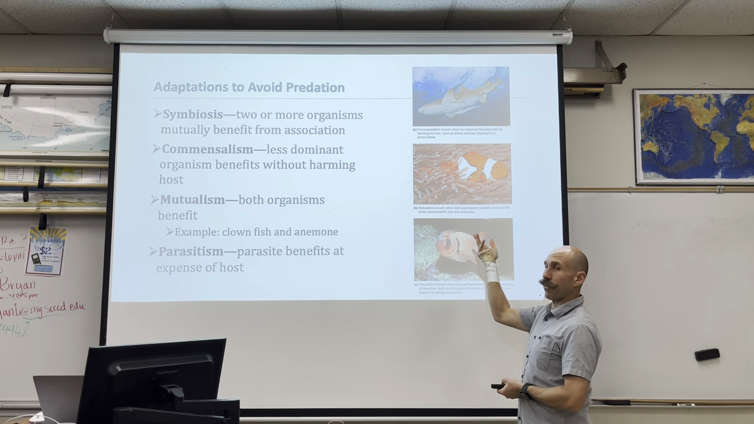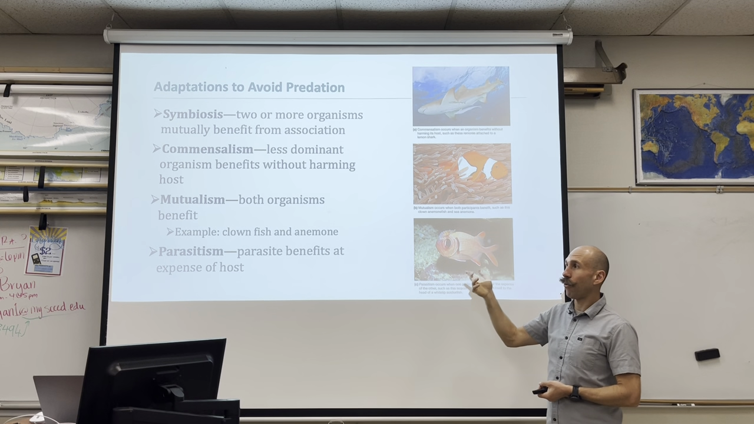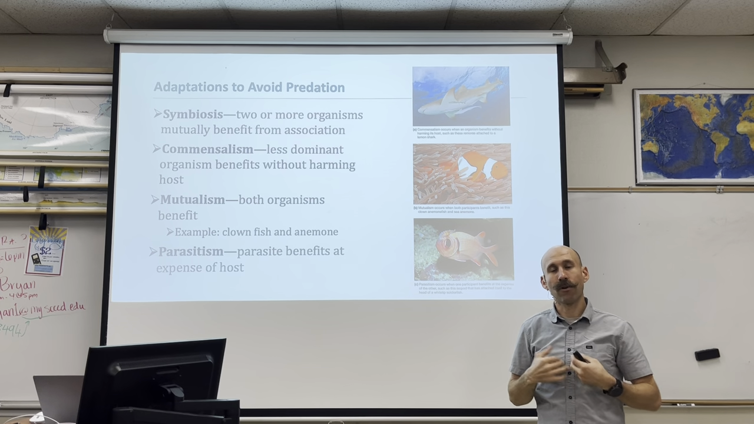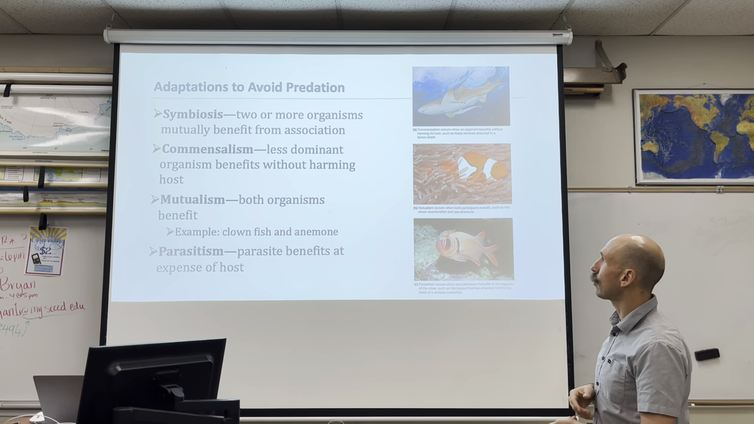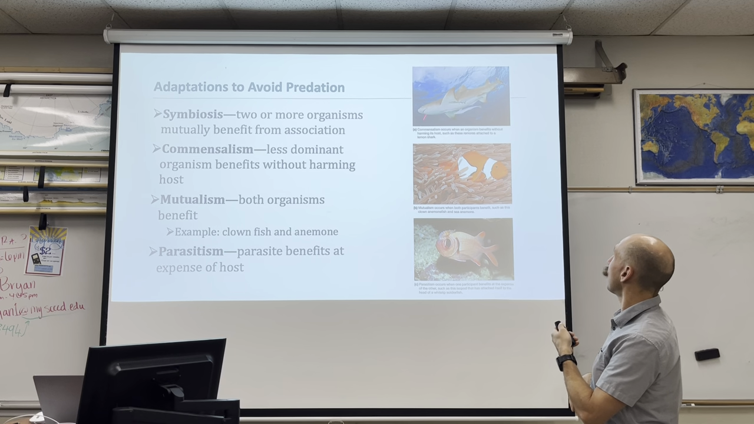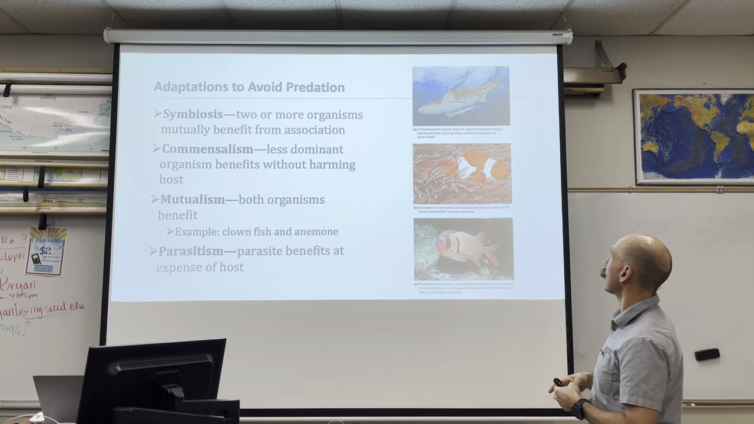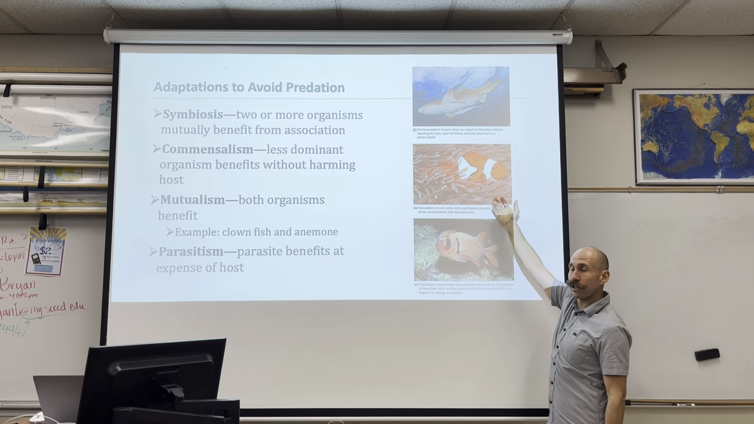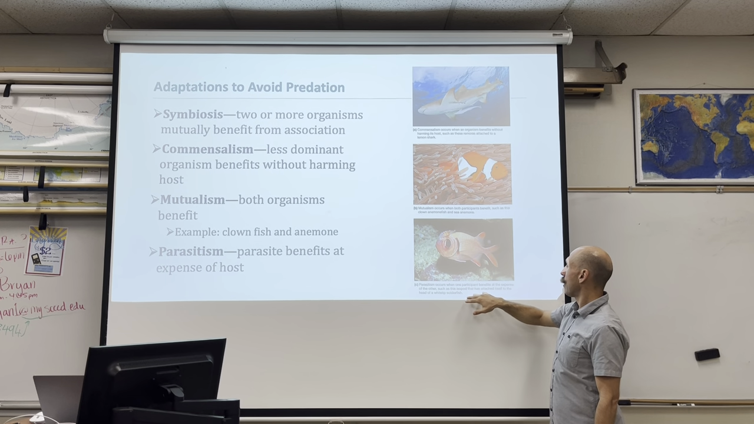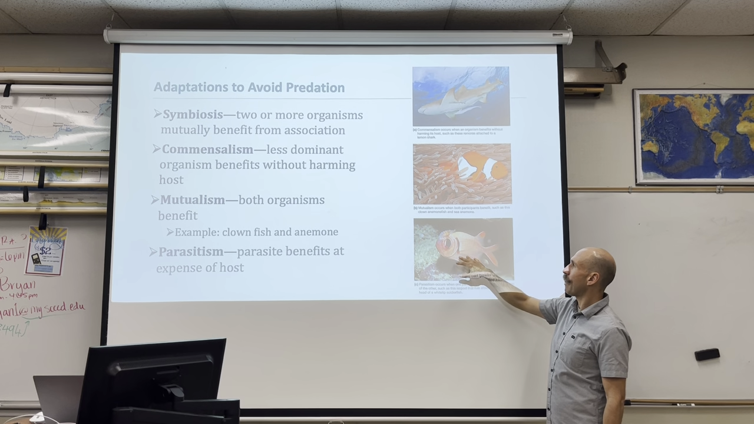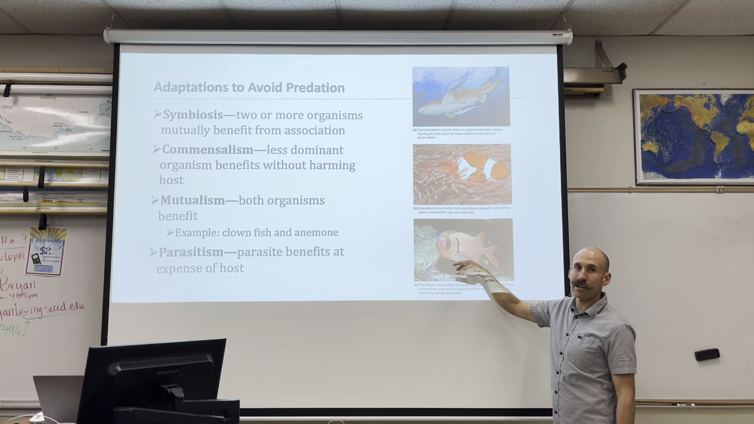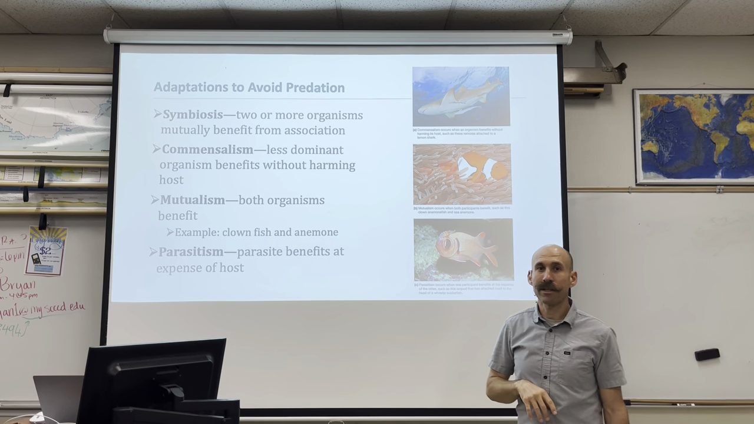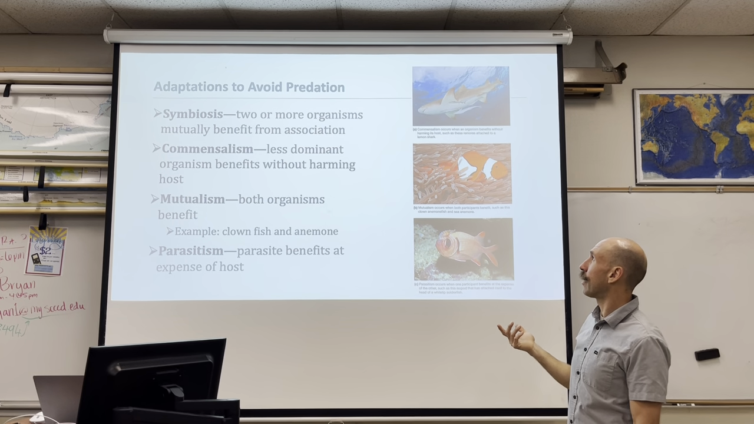There's also working with each other or against each other. So symbiosis is when two or more organisms form a relationship that can be mutually beneficial. In the case of commensalism, one organism benefits without harming its host. Mutualism comes to the benefit of both organisms. And then parasitism benefits one organism at the expense of the host. So various types of symbiosis. Again, these are adaptations to avoid predation.